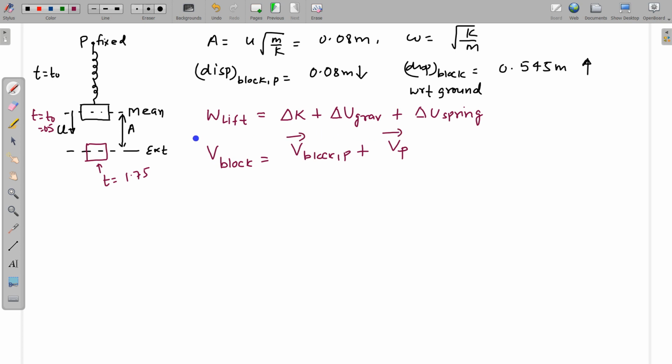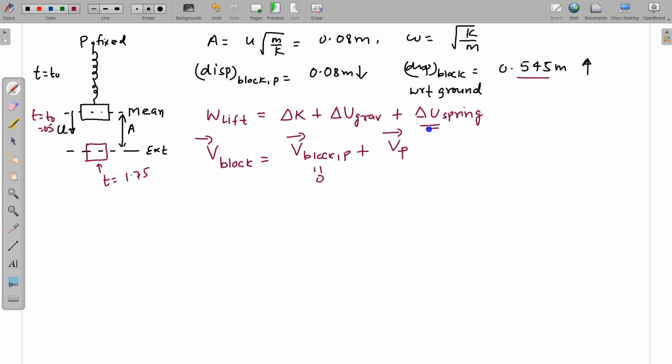And at this particular instant, this part is 0, velocity of block with respect to P is 0. So we only have to write velocity of P, and velocity of P is always constant. This is equal to U. So change in kinetic energy is simply half mu square finally, and initially kinetic energy was 0. Delta U gravitational, we know the height raised by the block, so we can write delta U gravitational.